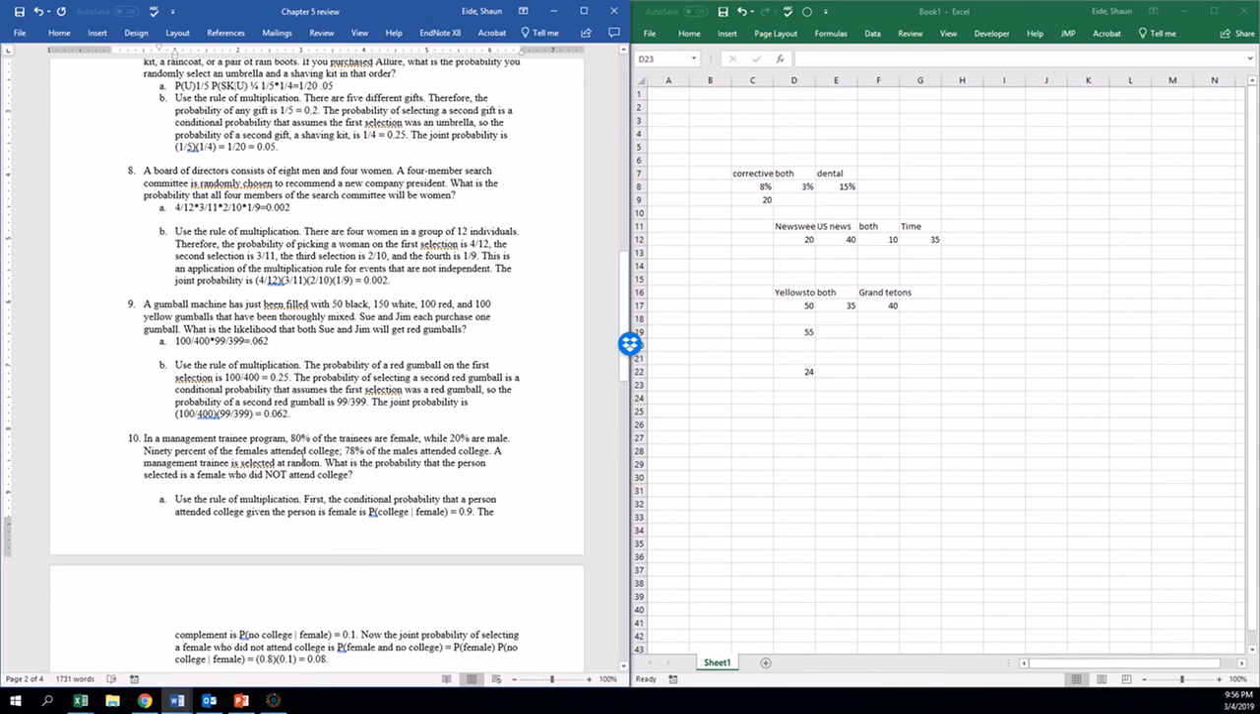So 0.062 is the probability. Question number 10, in a management trainee program, 80% are females, 20% are males. 90% of the females attend college. So right here, we're going to do a probability tree. In a management trainee program, 80% are females. 80% female. And then over here we have 20% male.